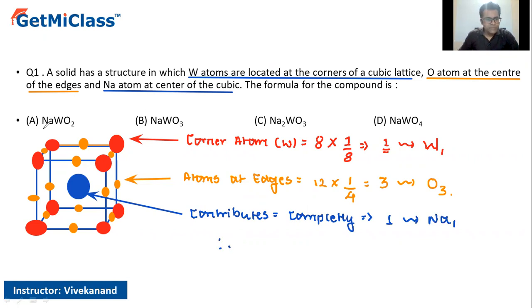So as I have used Na before, first one, Na is 1, then comes W, and then comes the oxygen. Therefore, NaWO3, and thus our option is B in this scenario. The formula is NaWO3.